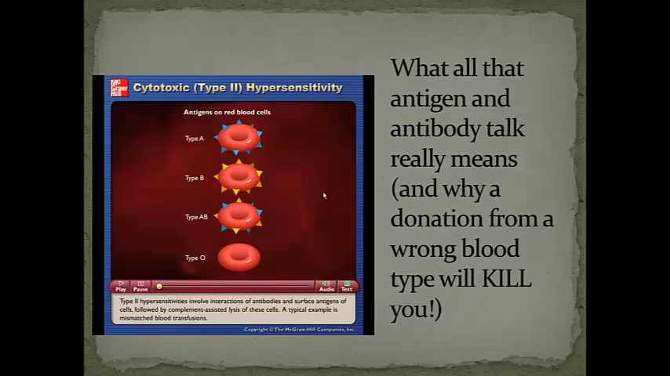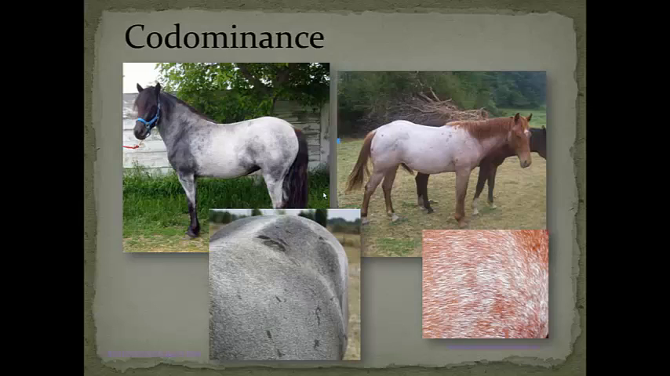Another example of codominance is roan horses, where if you look close at the blue roan and the strawberry roan here, you'll notice that they don't have gray or pink hairs. If you look close, they have black hairs and white hairs all intermixed, or in the strawberry roan they have red hair and white hair all intermixed. Both alleles fully expressed.